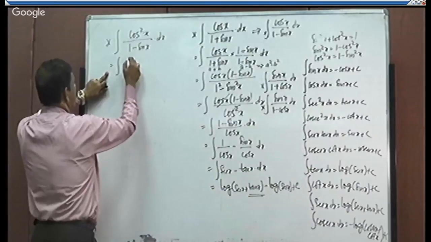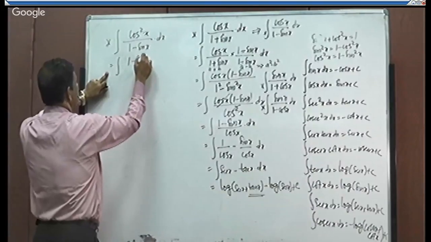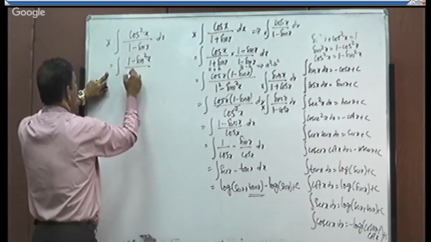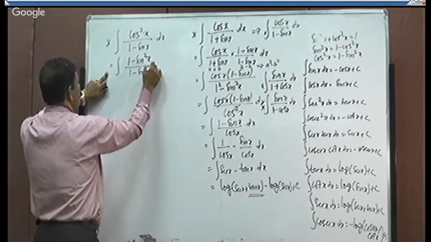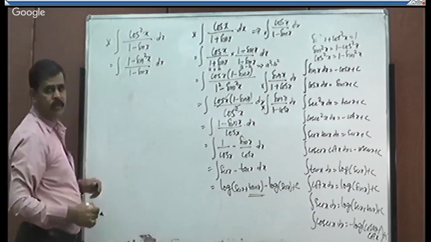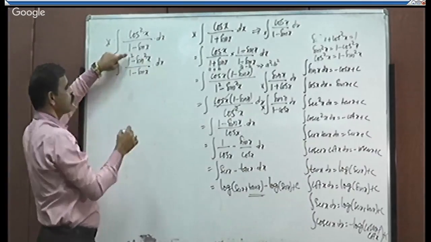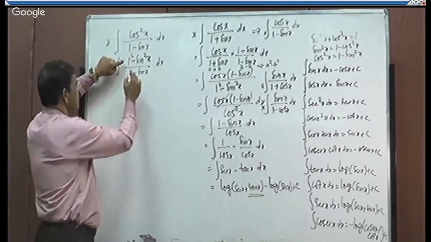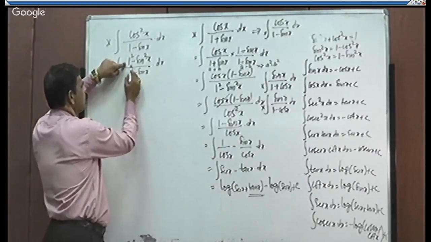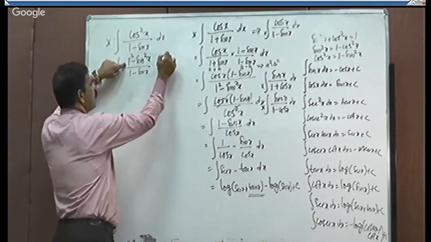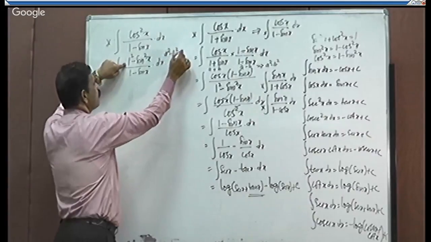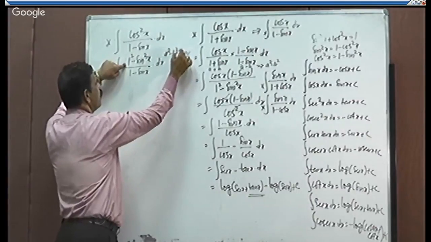Take the numerator as 1 minus sin square x divided by 1 minus sin x into dx. Can we consider 1 as 1 square? Because 1 square is also 1. Why have we taken it like this? Because it will become a square minus b square.